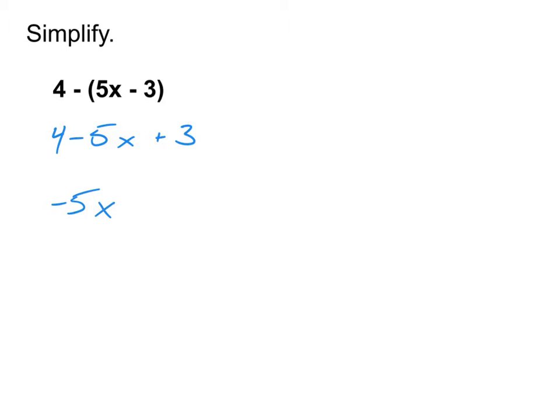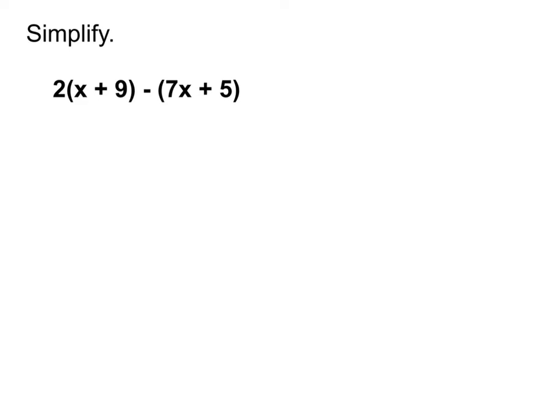And then for the other part, we're going to do the 4 plus the 3, which is, of course, 7. Since it's a positive 7, we say plus. That then is our final answer. That is then simplified, because for simplifying, basically our goal is just to get rid of any parentheses and combine anything we can.